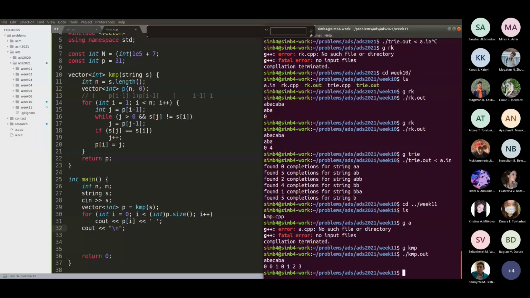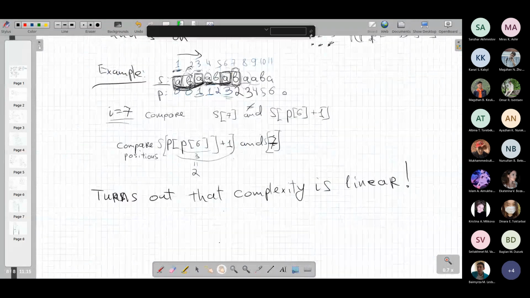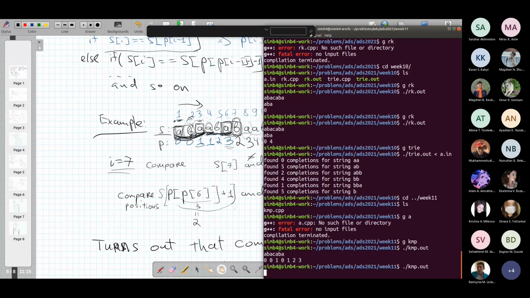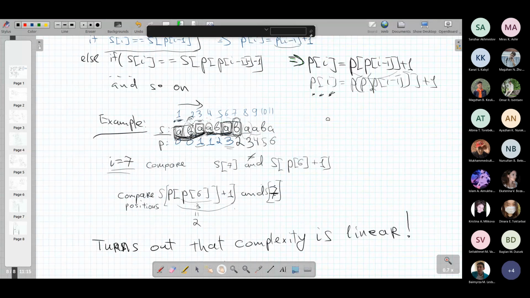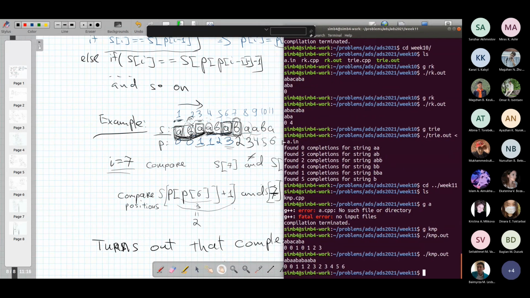Abatsaba: 0 0 1 0 1 2 3. That's correct. And then what's the string? Oh, this string: A B A A B A B A A B and A at the end. So here, let us compare it: 0 0 1 1 2 3 2 3 4 5 6. Yeah, that is correct.